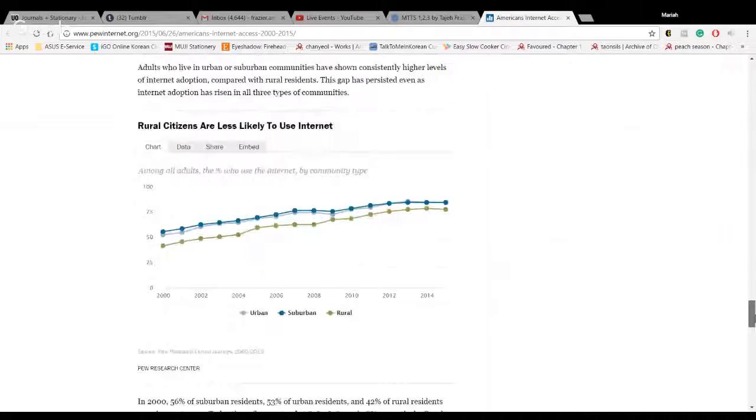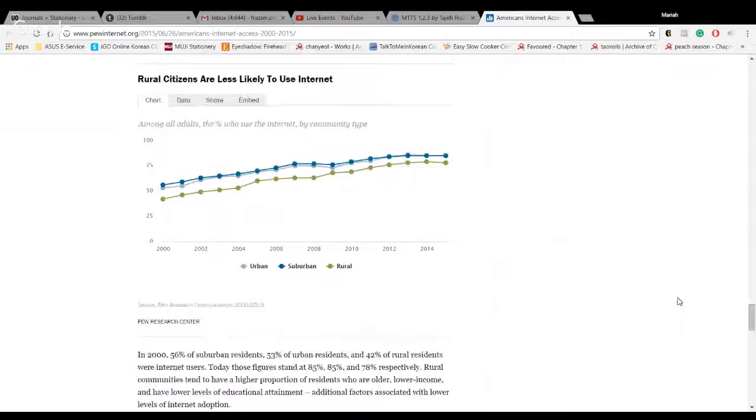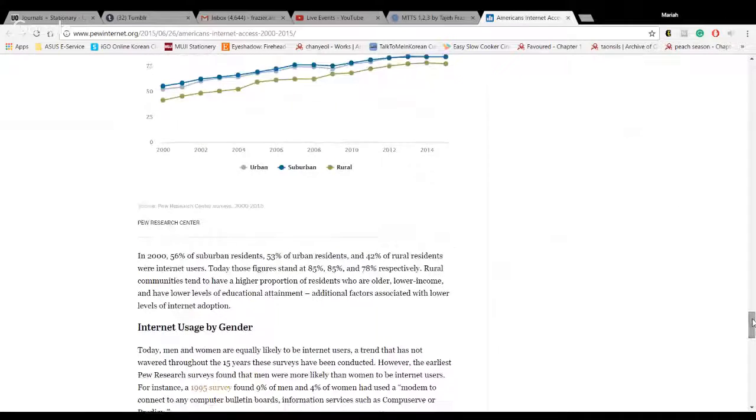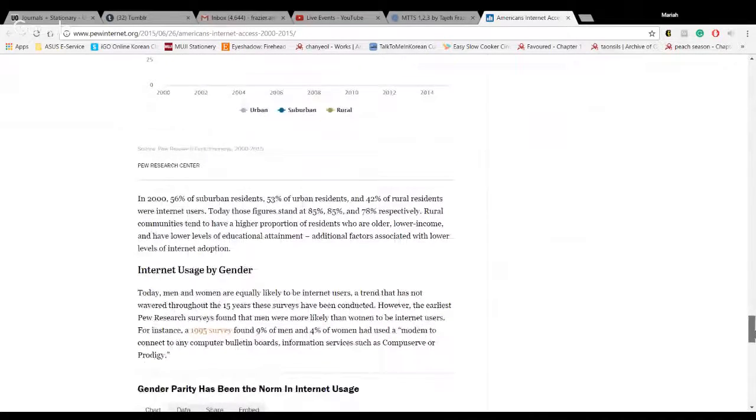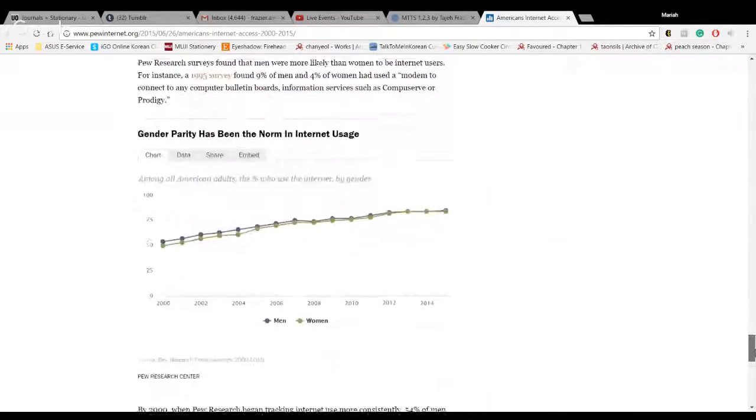And internet usage by community type. Rural citizens are less likely to use the internet because they have less access. In 2000, 56% of suburban residents, 53% of urban residents, and 42% of rural residents were internet users. Today, it's 85% of suburban residents, 85% of urban residents, and 78% of rural residents. So it has greatly increased since 2000. But the closer you are to cities and technology, the easier it is to use.